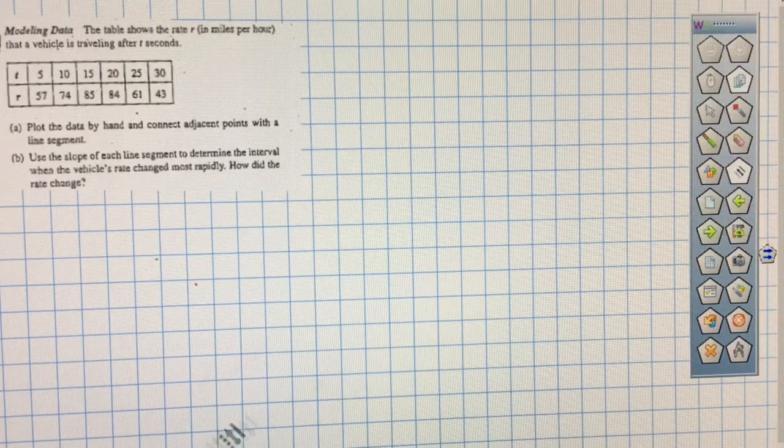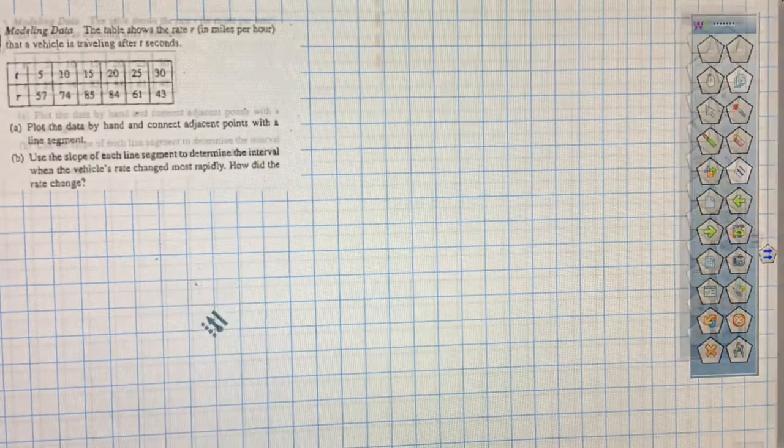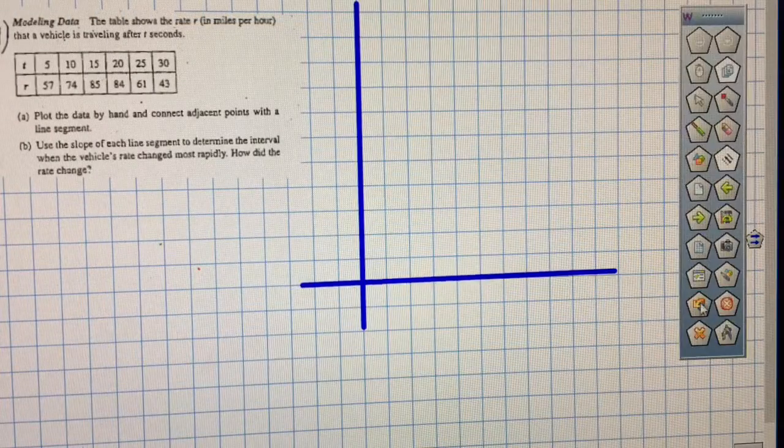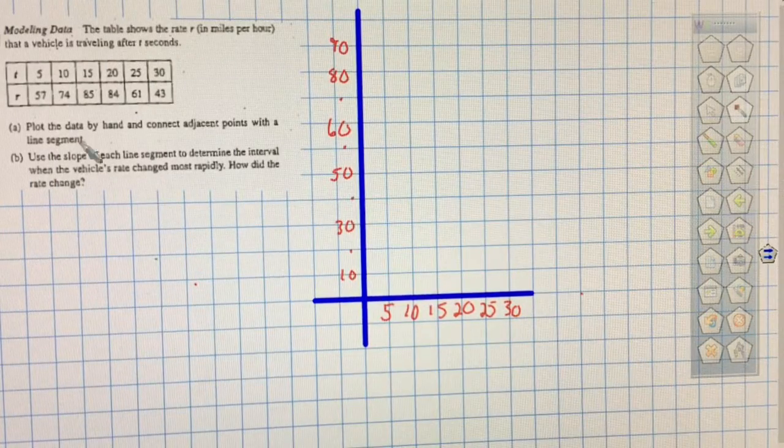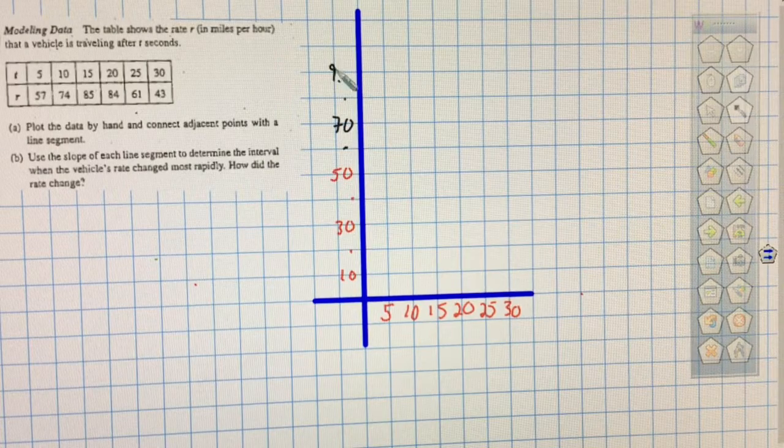44 is a graphical problem, so I'm going to set up an x and y axis. And what I'm going to do now is plot these points. So at 5, I have 57. There's 40, 50, 60. Whoops. My scales are off. That's 60. That's 70 there. That's 80, and that's 90 there. Sorry. So I have 57, so that's going to be 60 there. 57 will be a little bit less than that.